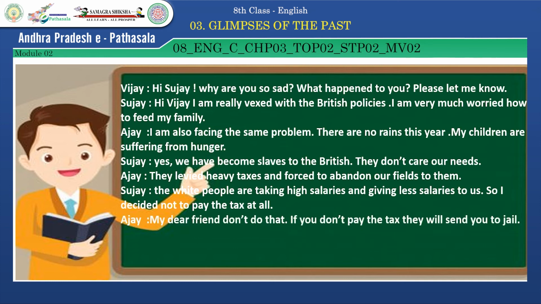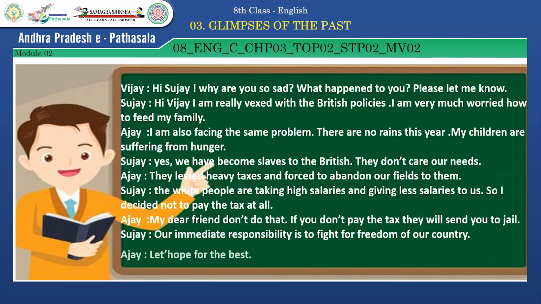Ajay: My dear friend, don't do that. If you don't pay the tax, they will send you to jail. Sujay: Our immediate responsibility is to fight for the freedom of our country. Ajay: Let's hope for the best.